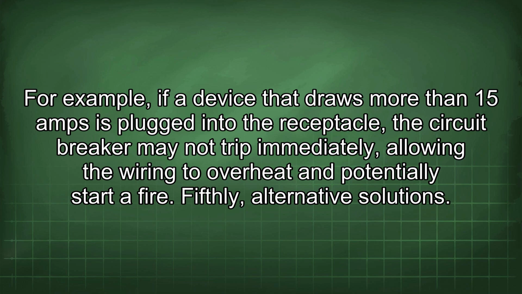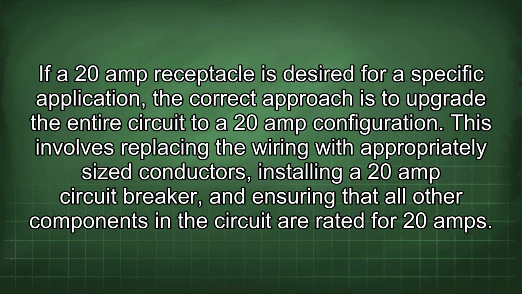Fifthly, alternative solutions. If a 20 amp receptacle is desired for a specific application, the correct approach is to upgrade the entire circuit to a 20 amp configuration. This involves replacing the wiring with appropriately sized conductors, installing a 20 amp circuit breaker, and ensuring that all other components in the circuit are rated for 20 amps.